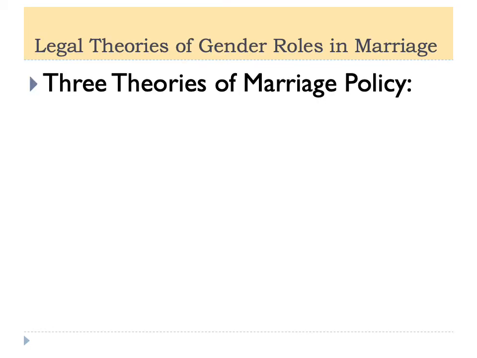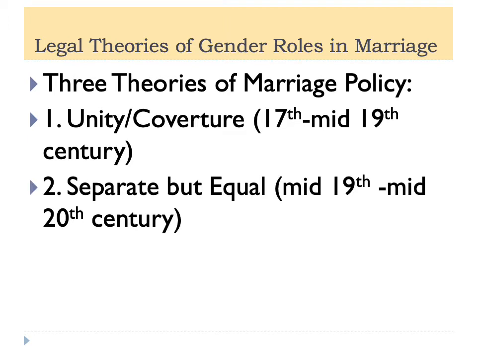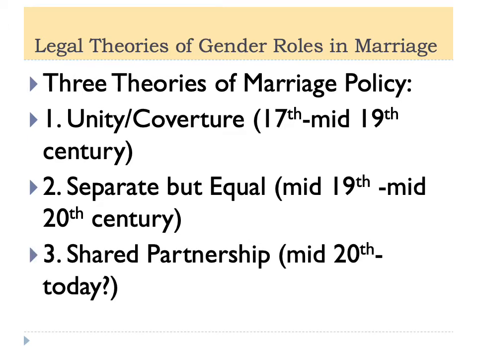So there are three theories of marriage policy we're going to be looking at in this lecture. The first one is unity coverture that starts in the 17th century and moves into the mid-19th century. The second is the theory of separate but equal, starting in the mid-19th century and moving to the mid-20th century. And then finally, the theory of shared partnership in marriage, which starts in the middle part of the 20th century and persists till today.